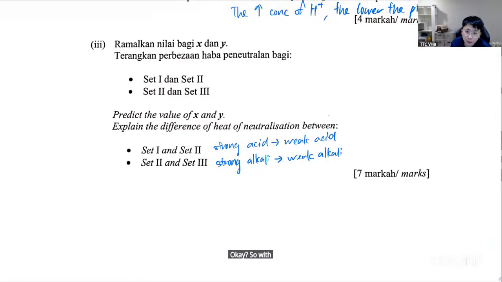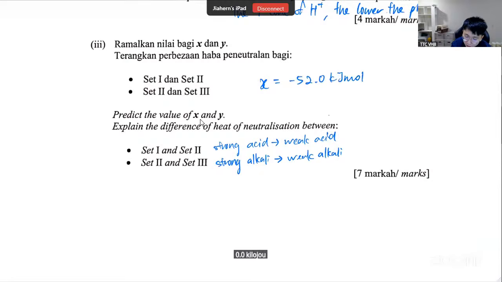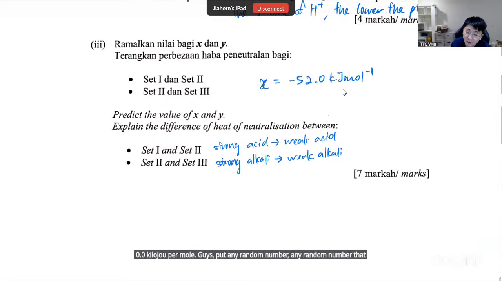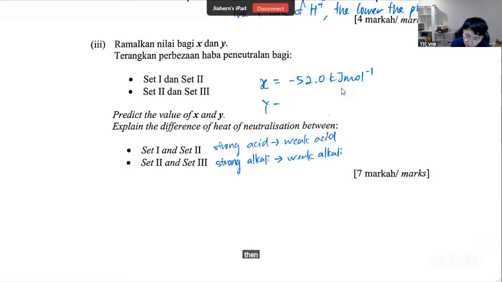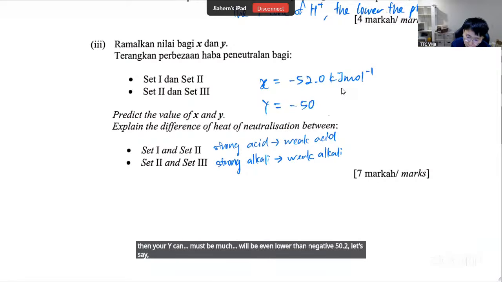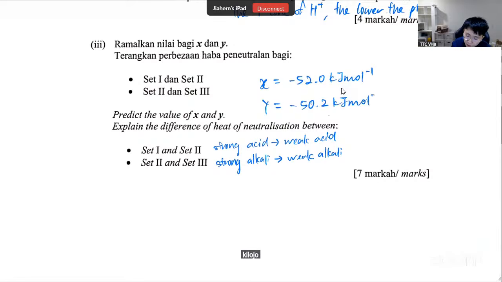So with this, what do we say in 7 marks? They say predict the value of X and Y. X is only strong acid, right? So X can be negative 52.0 kilojoule per mole. Put any random number that's less than 57.3. Then your Y will be even lower than that, let's say negative 50.2 kilojoule per mole. Just now was 52, now 50.2. Any random number, as long as it's lower than 57.3 for X, then Y must be lower than X. That's the trend you can see here. So 2 marks for this.